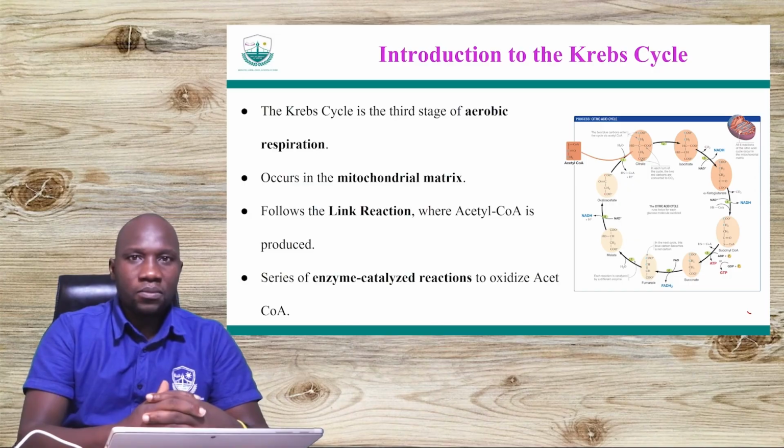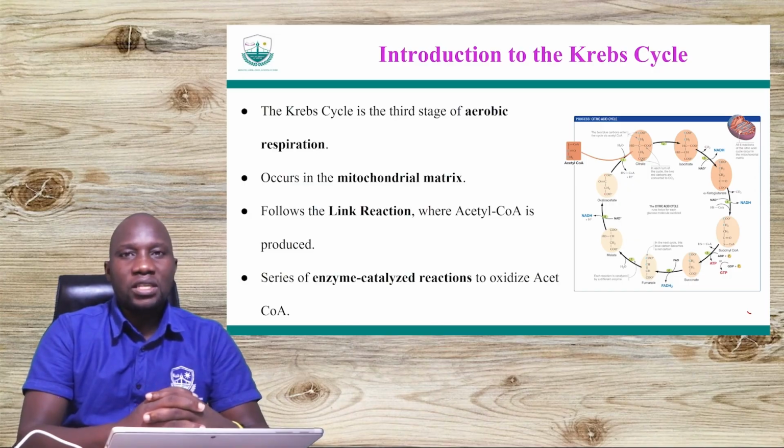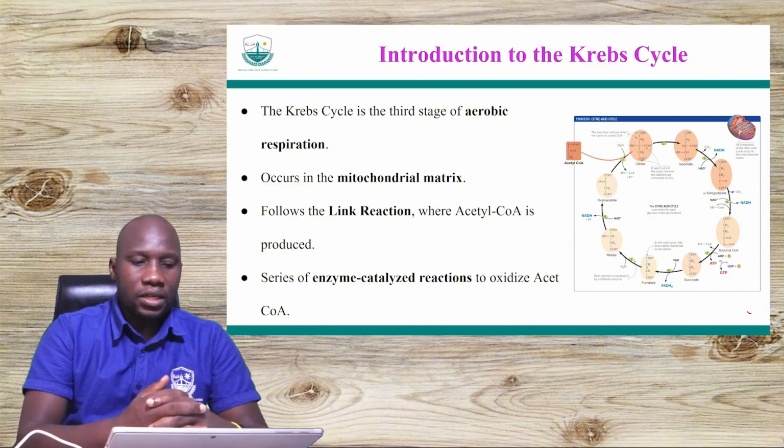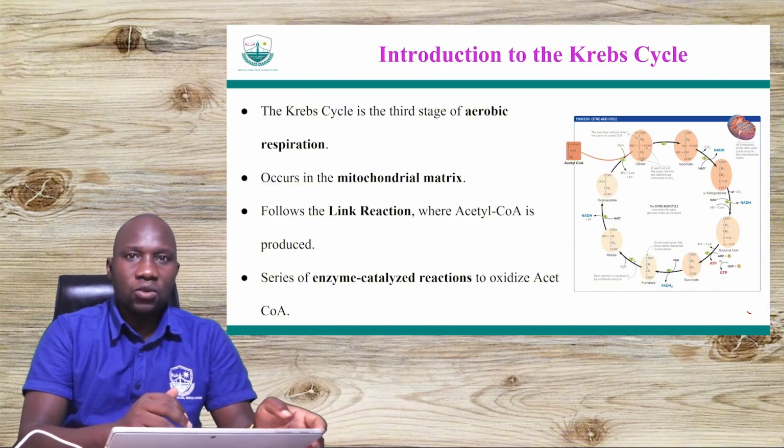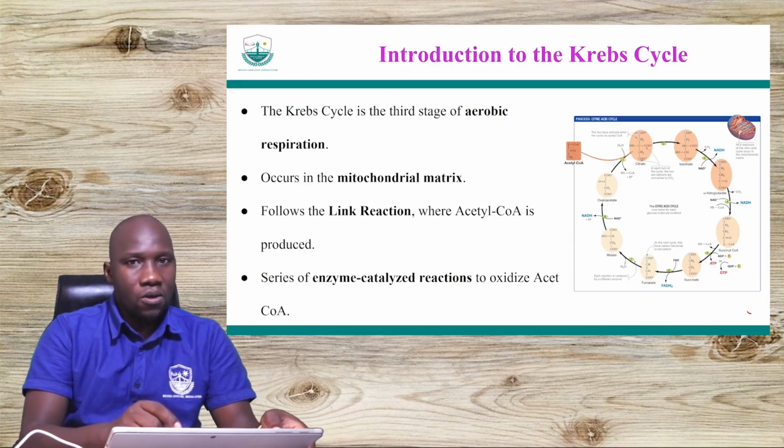Here we are using Krebs cycle to describe this cycle, because the name is derived from the person who discovered it. And that is Krebs. So Krebs is a name. Where does it occur? It occurs in the mitochondrial matrix. Remember, glycolysis happens in the cytosol, but Krebs cycle happens in the mitochondrial matrix, and it immediately follows the link reaction.